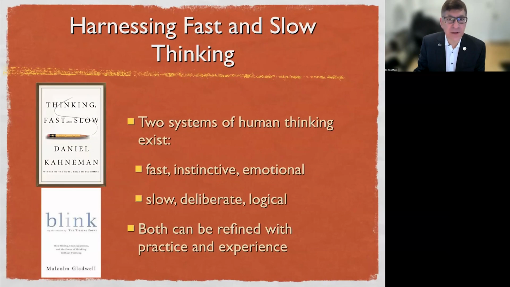I also want to mention the concept of fast versus slow thinking. You may have read this book by Daniel Kahneman, Thinking, Fast and Slow. He won the Nobel Prize. But the idea is that there's two systems of human thinking, a fast, instinctive, and emotional one, and then a slow, deliberate, logical one. Malcolm Gladwell in the book Blink also describes these two ideas. It turns out that both can be refined with practice and experience, and ideally we want to use both.